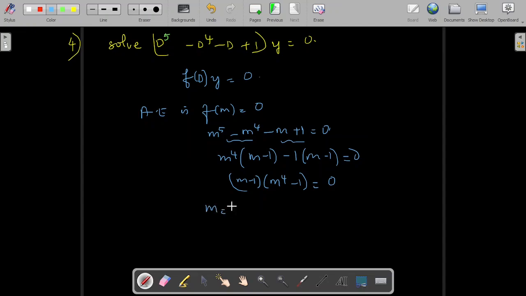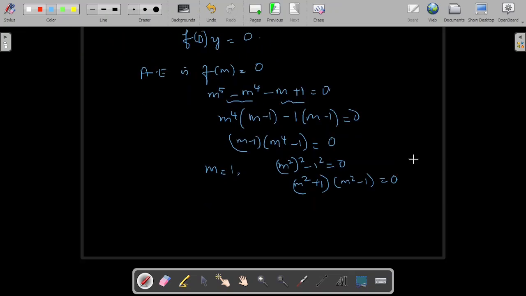So m equal to 1, then this can be written as (m square) whole square minus 1 square equal to 0, which is (m square plus 1) into (m square minus 1) equal to 0. So you will get here m equal to plus 1 as well as minus 1. These are the two roots, because m square equal to 1, m equal to plus or minus 1. And here you will get m square equal to minus 1, which is m equal to square root of minus 1 plus or minus. So m equal to plus or minus i.